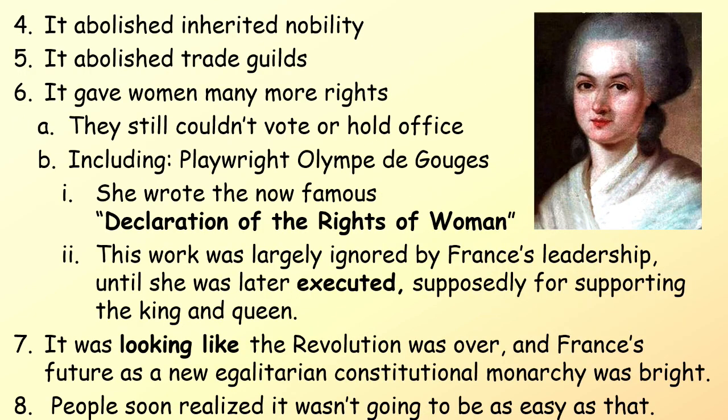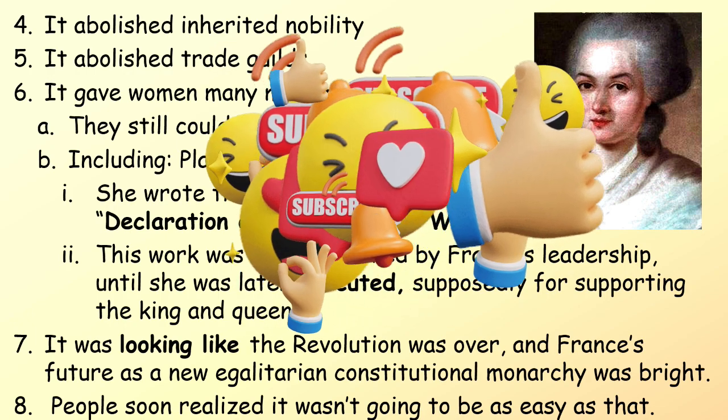It abolished inherited nobility. It abolished trade guilds. It gave women many more rights. They still couldn't vote, and they still couldn't hold public office. And this included playwright Olympe de Gouges. Olympe de Gouges wrote the now famous Declaration of the Rights of Woman, and this work was largely ignored by France's leadership until she was later executed, supposedly for supporting the king and queen. It was looking like the revolution was over, and France's future as a new, egalitarian, constitutional monarchy was bright. But people soon realized it wasn't going to be as easy as all that.